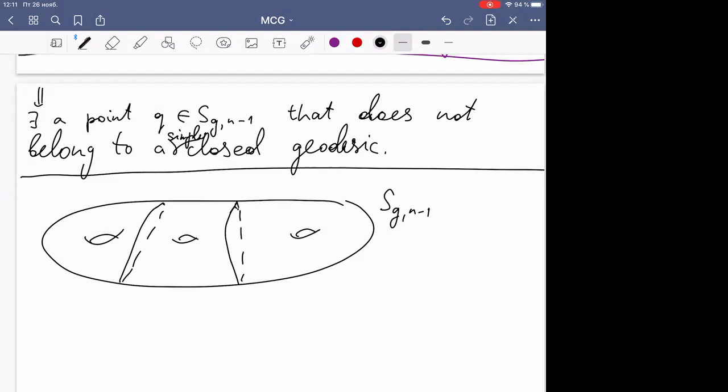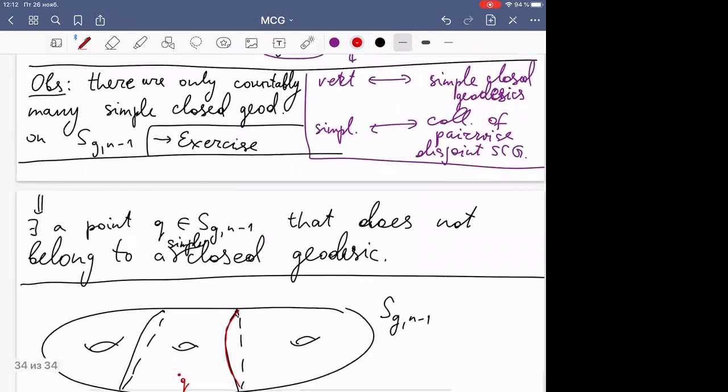This can be proved, for instance, by introducing some measure on the surface, the usual volume form, and of course any geodesic has measure 0, since it is a curve in a surface. So actually the set of full measure consists of points that do not belong to any simple closed geodesics. Well, choose any such point, and now we can add this point as a puncture.